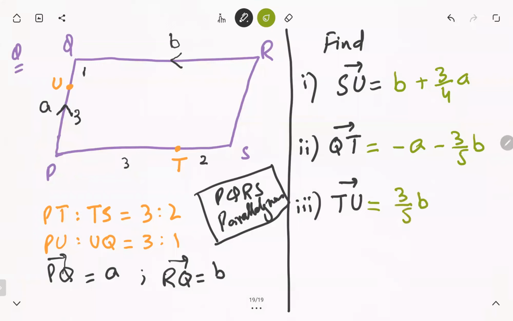Now you need to decide about PU. B over 4a. Yes, it is 3/4 a, so 3 by 4 a.